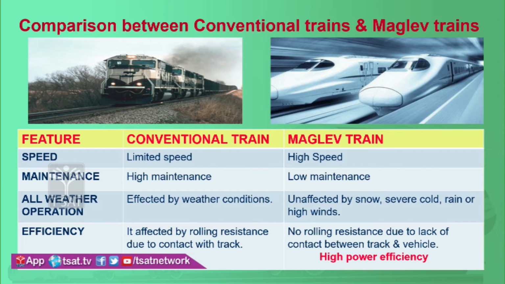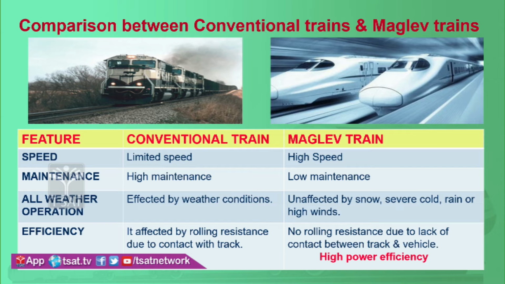Comparison between conventional trains and maglev trains. There are many features to compare between conventional trains and maglev trains. If I take the speed of the trains, the speed of conventional trains is limited. We cannot cover a long distance within minutes or within an hour, whereas with maglev trains we could travel a long distance in a minimum amount of time. These maglev trains compete equally with aeroplanes in both speed and safety.